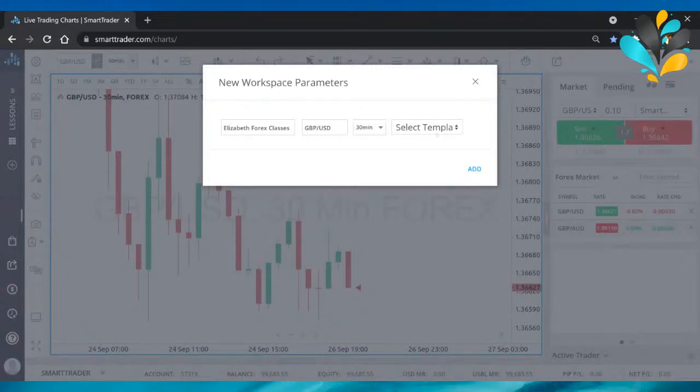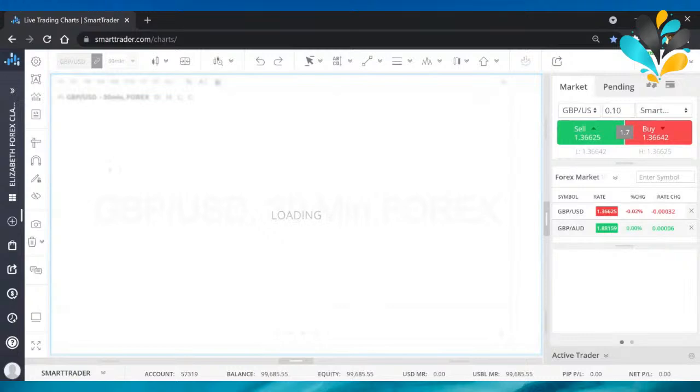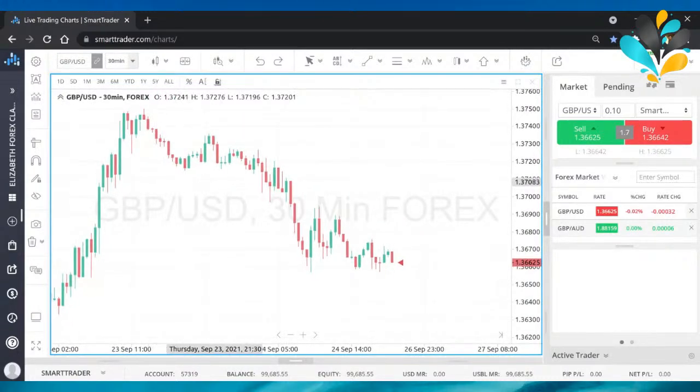And if you wanted to, you could select any of what we call templates. So if you want to use indicators, if you want to use anything that would automatically apply itself to the chart, then you can use that. So for now, we're just going to not use any of the templates. And by clicking on Add, you just created a new workspace. So the workspace is not just the chart. The chart is only the area that is highlighted in this blue rectangle here. But the workspace is all of this.